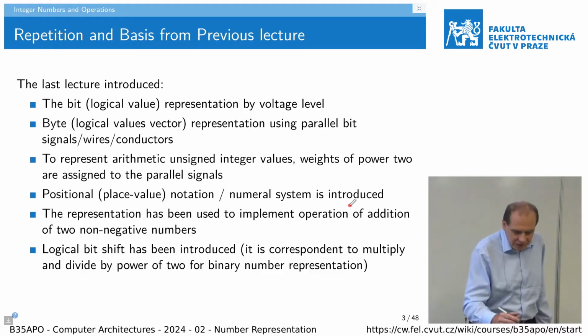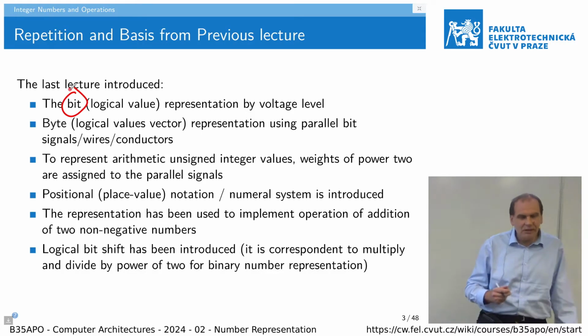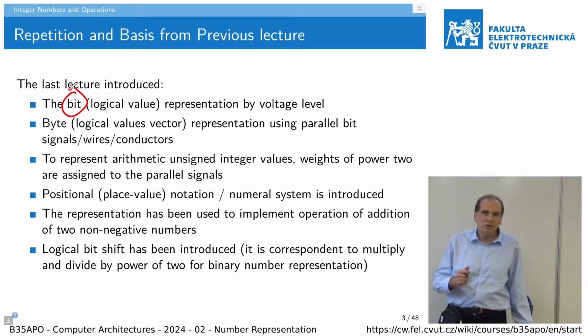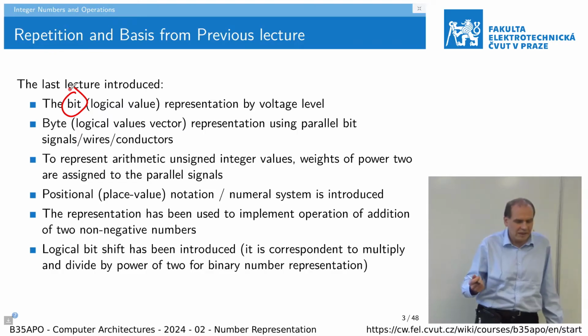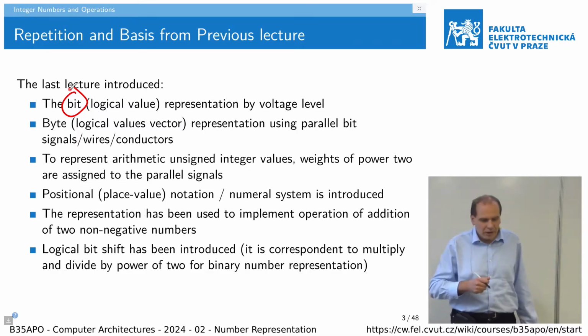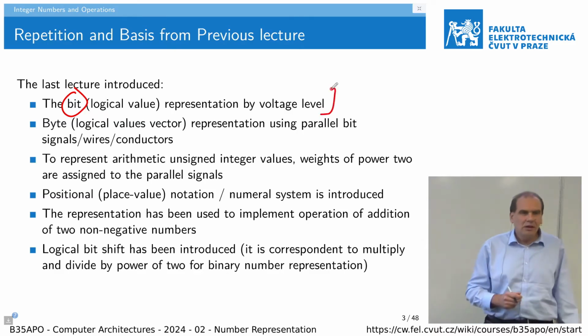So, okay, we start with integer numbers, and the repetition from the last lecture. We have introduced a bit as a single logical value or unit of information, whose value has only two states, true and false.